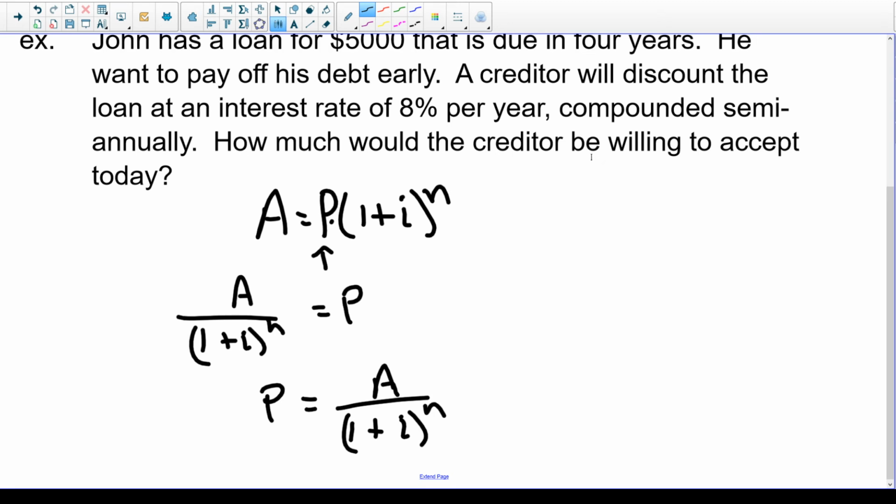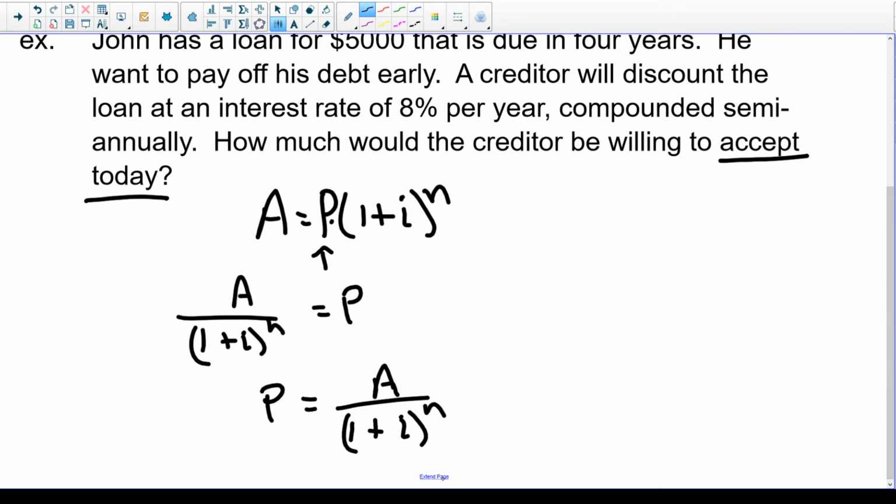And what's helping you see in the question that it's a present value question is the last part here that says accept today. Today is a present quantity. So we're asking what would it be today, all right?